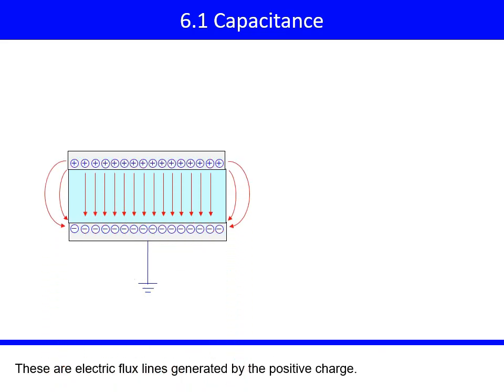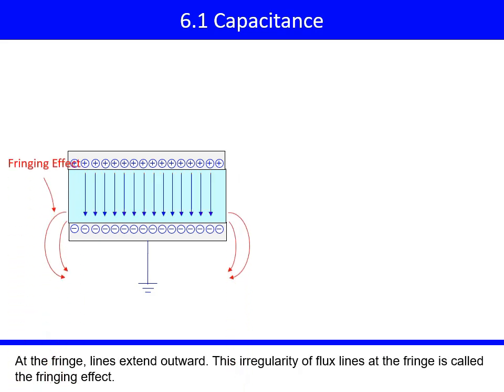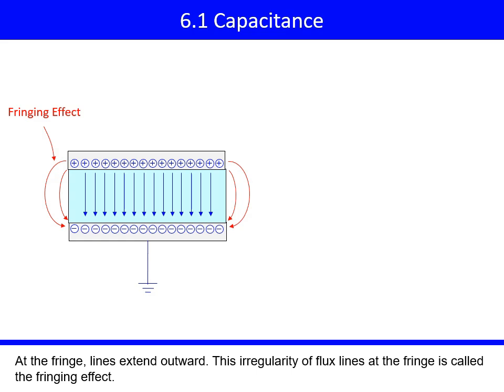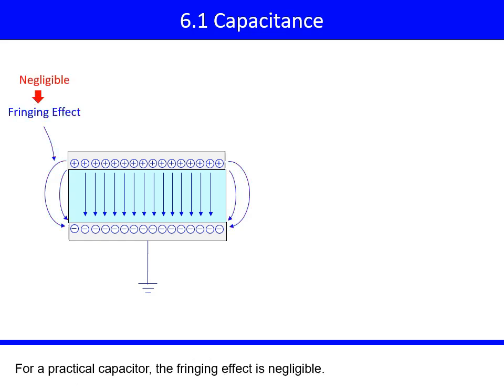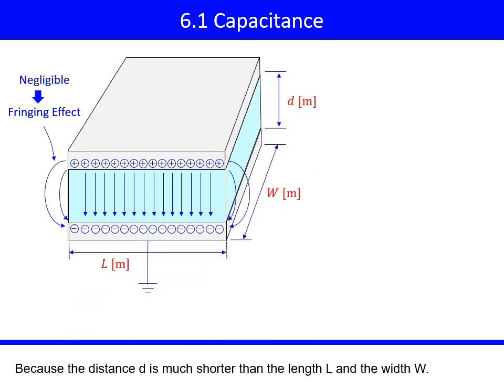These are electric flux lines generated by the positive charge. Most of the lines are straight and parallel, perpendicular to the surface of the plates. On the fringe, lines extend outward. This irregularity of flux lines at the fringe is called fringing effect. For a practical capacitor, the fringing effect is negligible, because the distance d is much shorter than the length L and the width W.